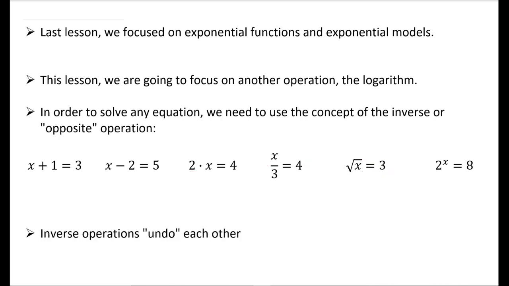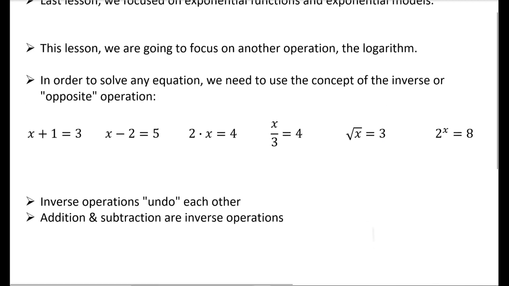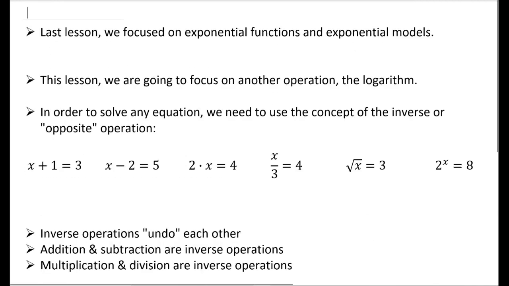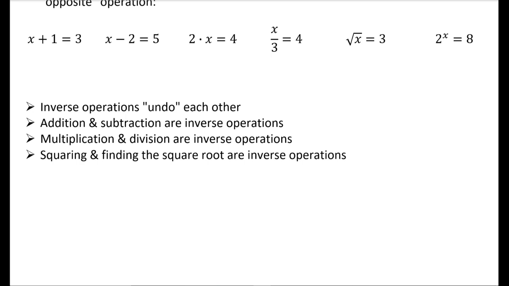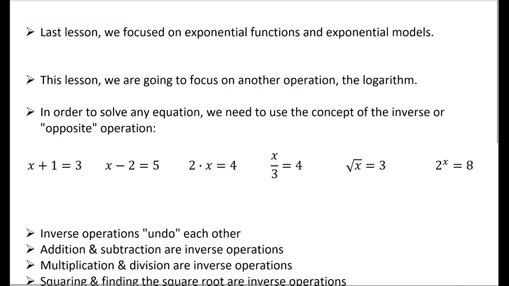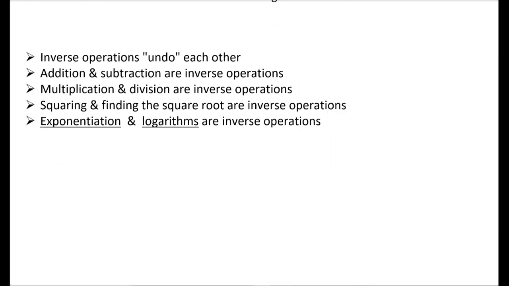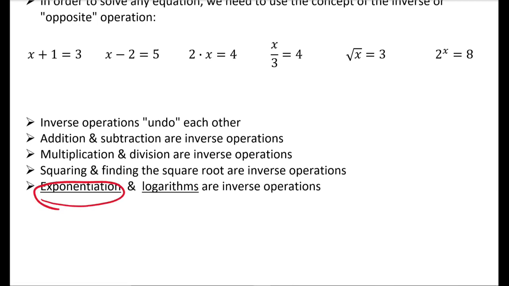The inverse operations we know undo each other. Addition and subtraction are considered inverse operations. Multiplication and division are inverse. Squaring and finding the square root are inverse operations as well. And the last one, which is this one, where we raise something to the x power, we call that exponentiation. Exponentiation is what we're doing here when we have 2 raised to the x power. You're literally raising it to that power. And the opposite of this is the logarithm.